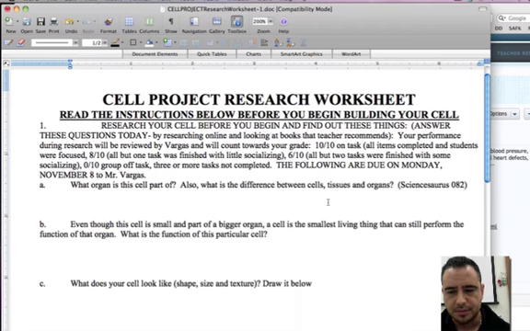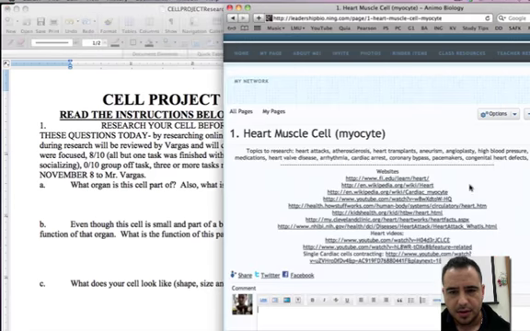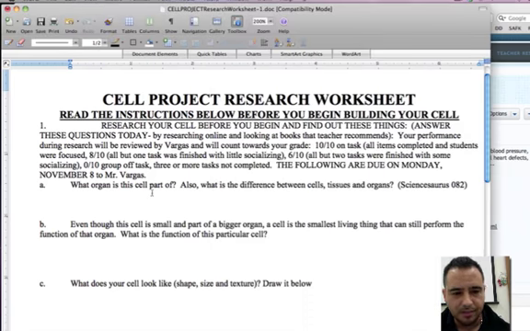So cardiac muscle, again, it says it's a heart muscle cell. Once you research it, you'll probably learn that a myocyte or a cardiac cell is part of the heart. So what organ is this part of? It's part of the heart organ. So you'll learn what organ it's part of.